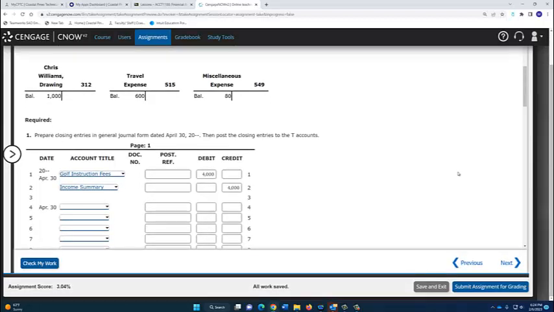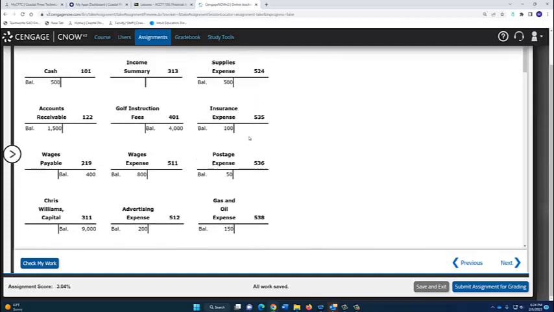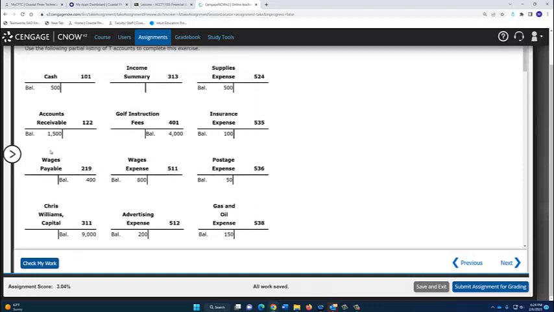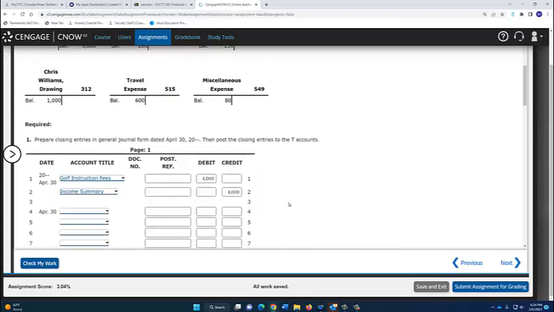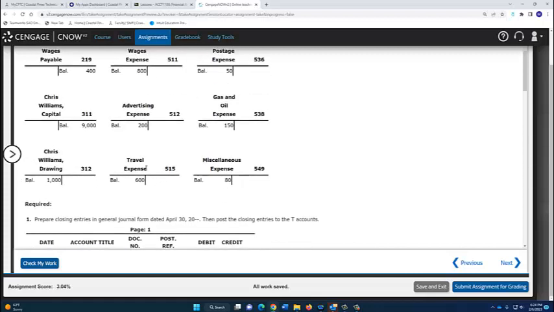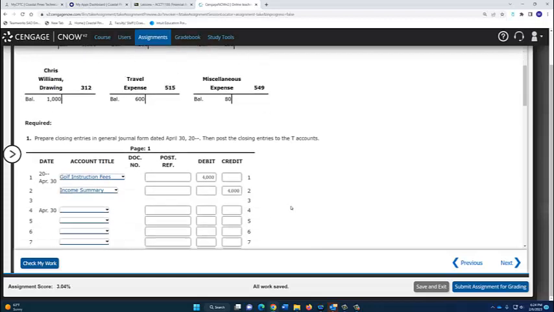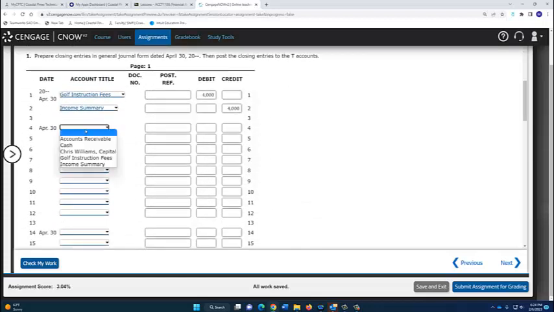Next, we're going to close out all the expenses. So we have insurance, wages, postage, advertising, gas and oil, travel, and miscellaneous. Okay, so all of those have debit balances, so to close those out, we need to credit them. So I'm going to just go ahead and put my offset account here, and when I get the total for my expenses, then I will enter it here. But I'm now going to start entering the expenses here.